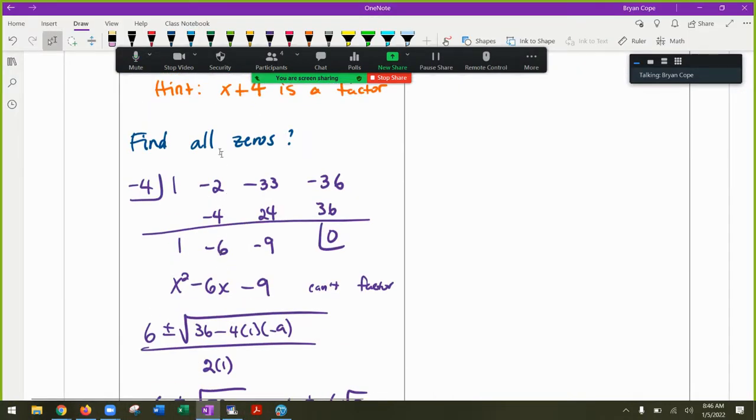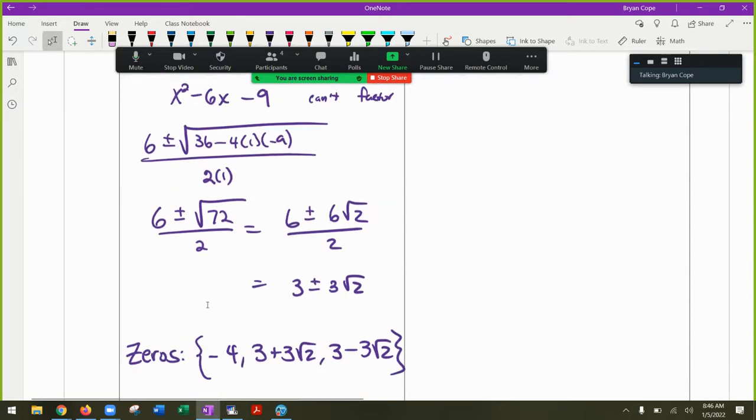The first step we should all be taking is a -4 in the corner and doing our synthetic. This leads us to x squared minus 6x minus 9, which can't factor. There's no way to multiply to -9 and add to -6. If you try the options, it's just not going to work. -3 and 3 doesn't work, right? 9 and -1 doesn't work. Nothing works. So you're forced into quadratic.